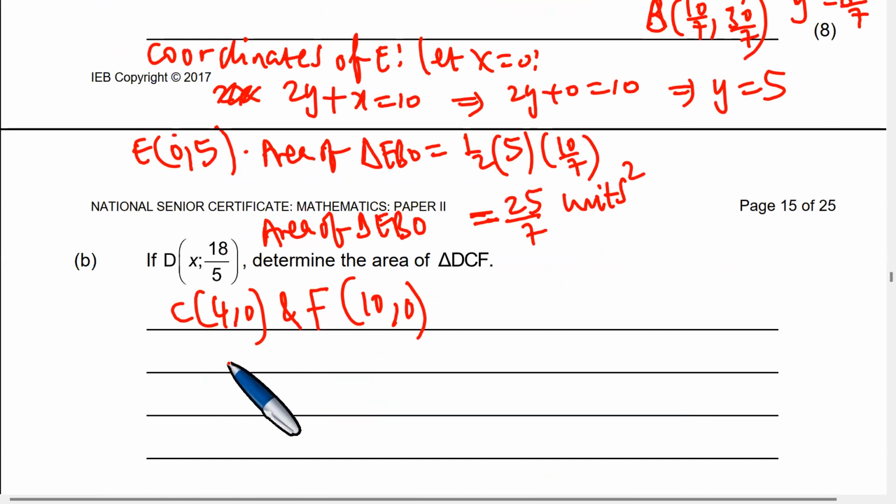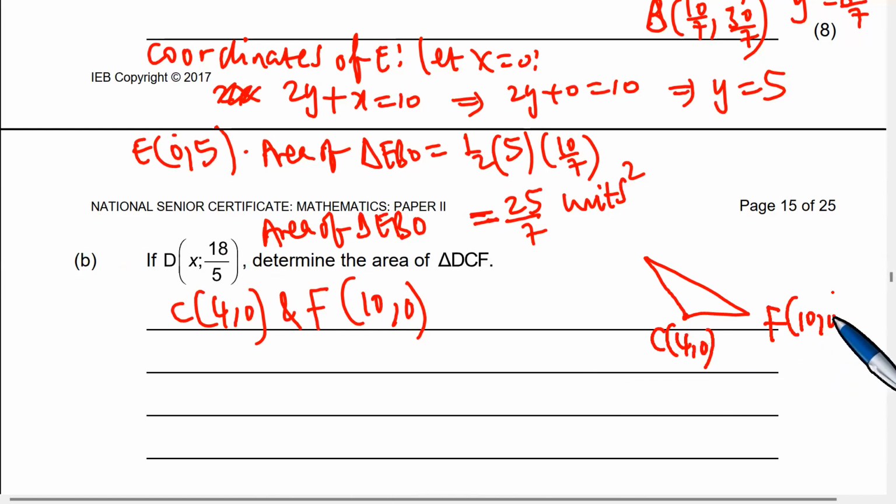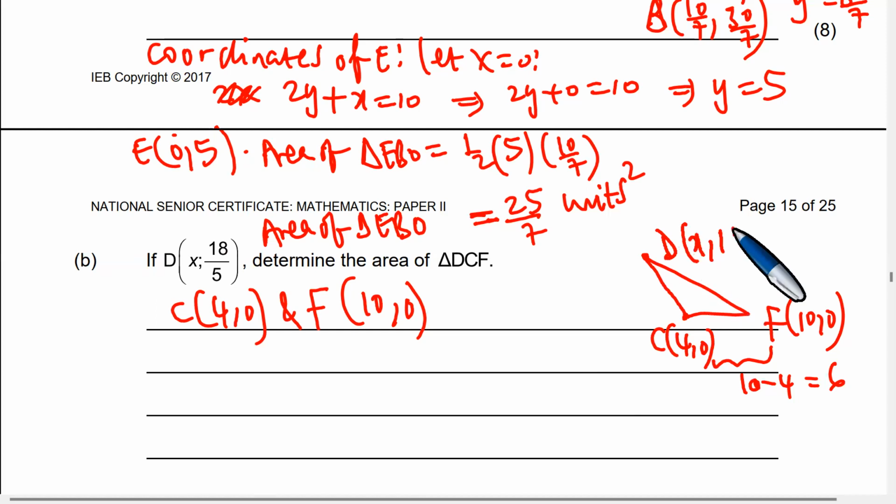Right, so we have a triangle like this. Here's the coordinates for C, 4, 0. F is the coordinates 10, 0. We want to find the length of this. It is going to be 10 minus 4, which is 6. So this is 6, and then we just need the height. But the height is already there. The height is the y, because we know the coordinates. This is D with x and 18 over 5.